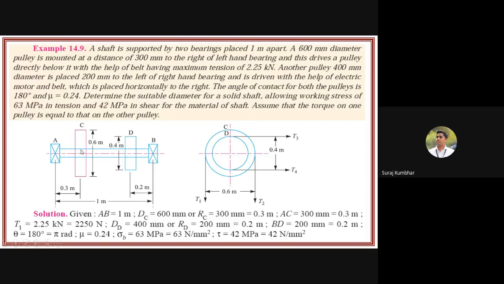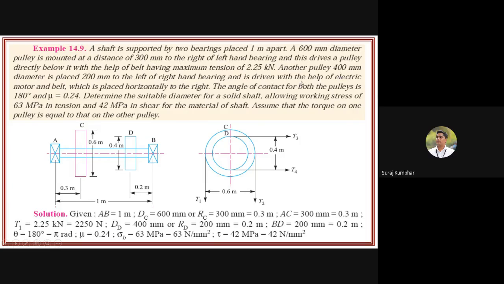So they have mentioned here a pulley of 600 mm diameter, you can see here, which is at a distance of 0.3 meter from the left hand bearing, with the help of a belt having tension. Here you can also see its right hand side view. See, the outer diameter, the 600 mm pulley, is this C, okay, which has T1 and T2 tensions. Of that, the belt's maximum tension, that is T1, is given as 2.25 kN.